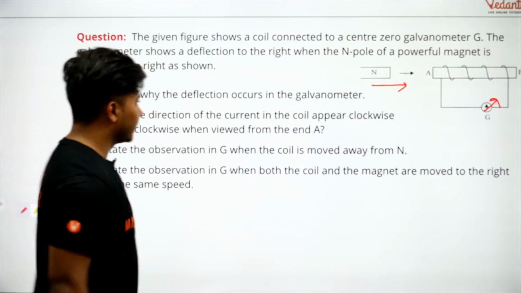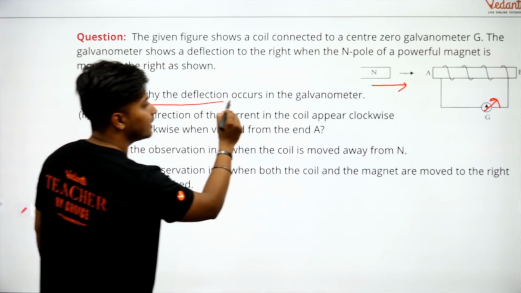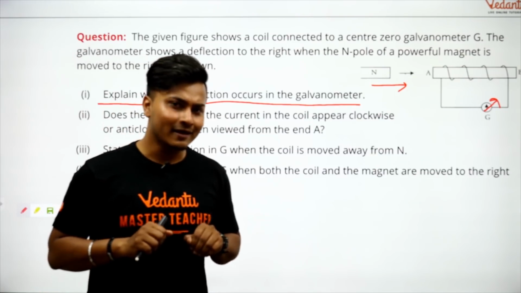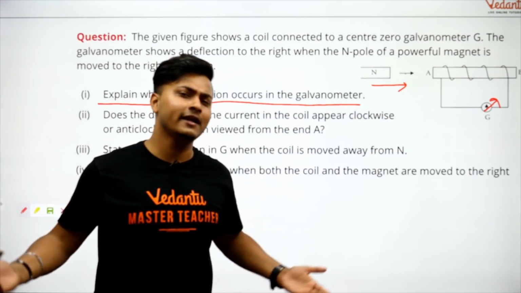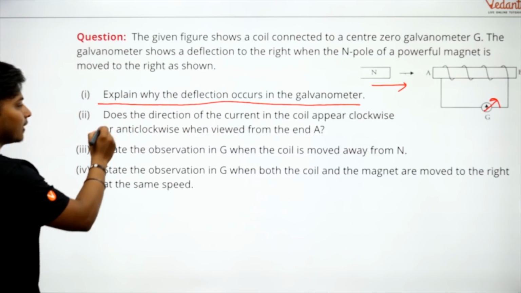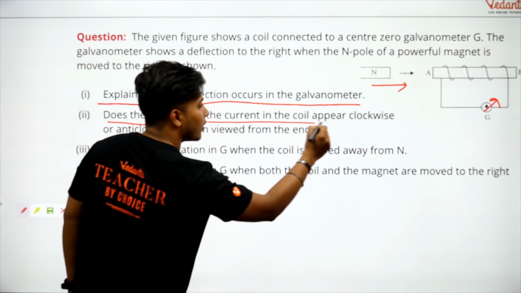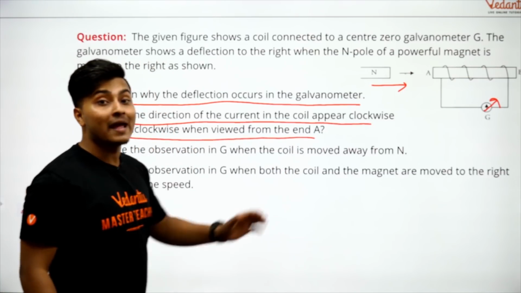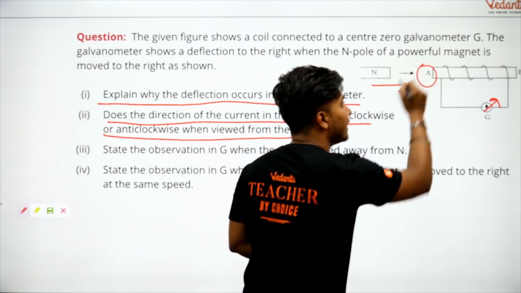Now the question states, number 1, explain why the deflection occurs in the galvanometer. Because of electromagnetic induction, which we all know as the definition. Number 2. Does the direction of the current in the coil appear clockwise or anti-clockwise when viewed from end A? This is your end A right now.